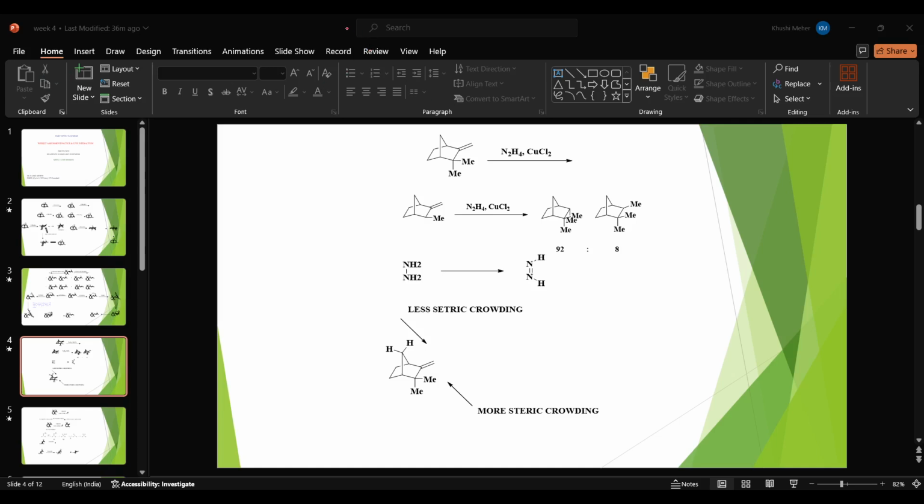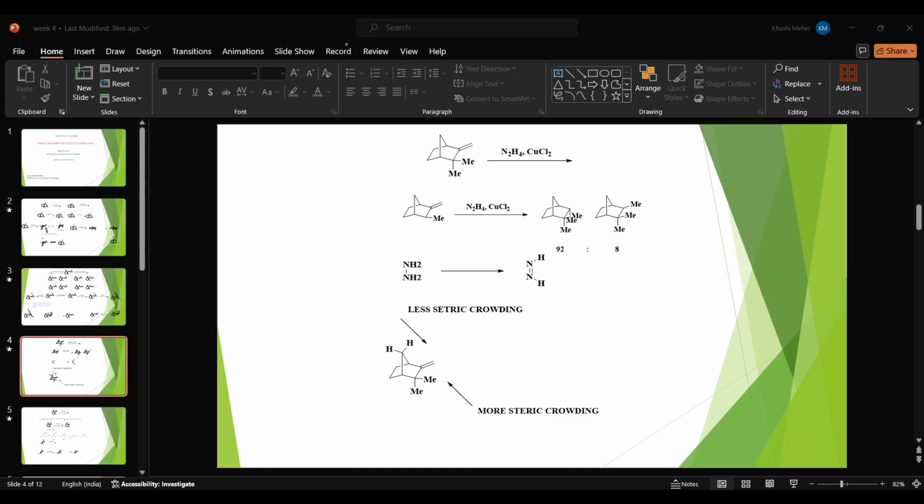This one is okay. Your attack is from the above side, because the top face is less hindered as compared to the other, below face. That I understand, but how will it react? How will you say that the double bond attack will happen? Because we have nitrogen, nitrogen, and we have this hydrogen and the other hydrogen. Then how will it react? That's my question.